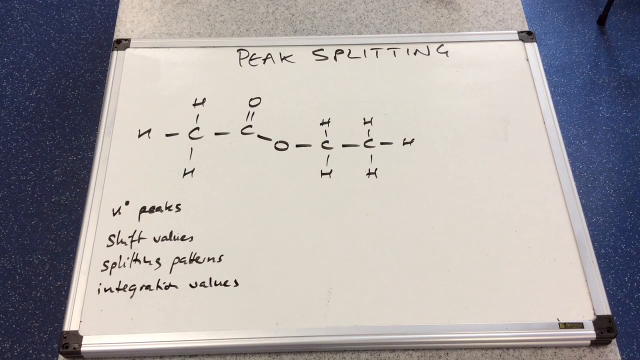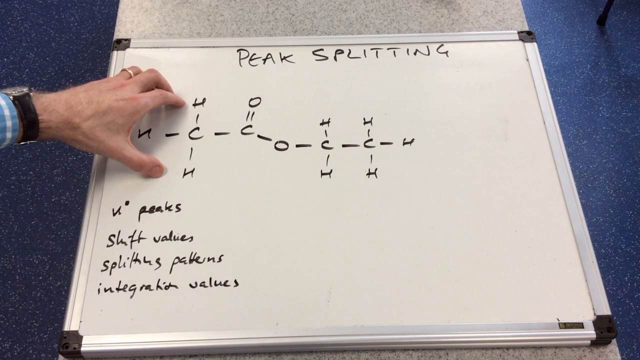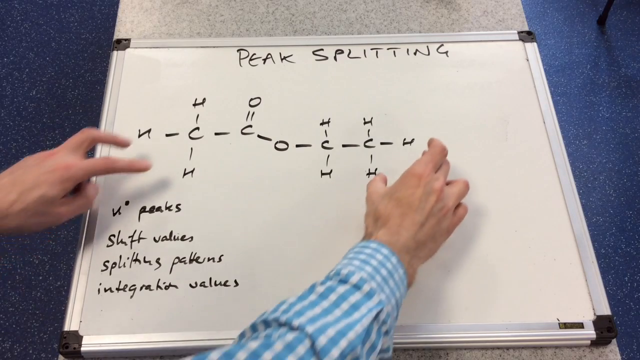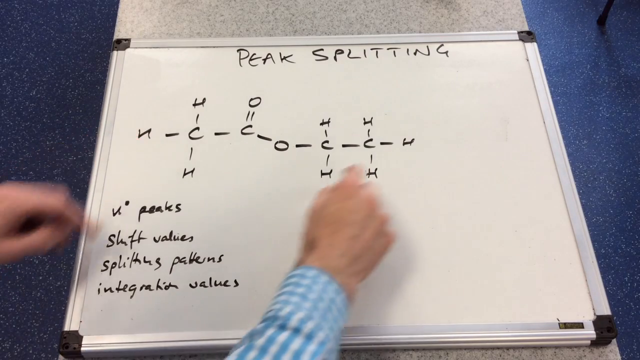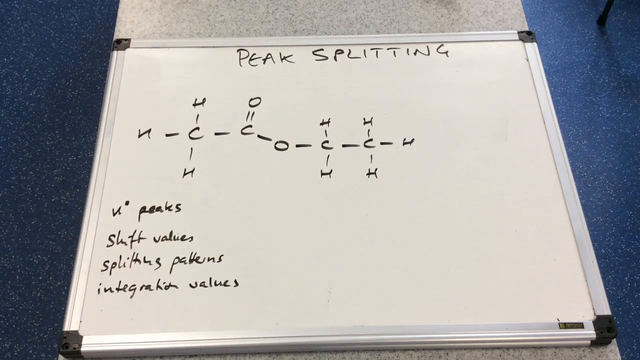So we'll start with the easiest one, that's the number of peaks. We've obviously got a CH3 group in a different environment to this CH3 group. So these are 2 separate environments. That's the only CH2 group. So we've got 1, 2, 3 environments.